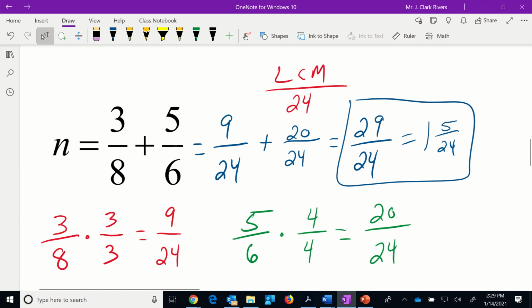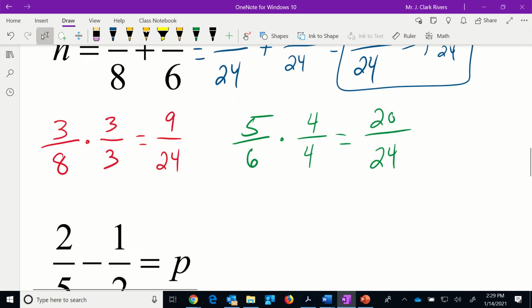3/8, we multiply by 3 over 3, giving us 9/24. 5/6, we multiply by 4 over 4, giving us 20/24. We then added those two fractions with common denominators, giving us 29/24.